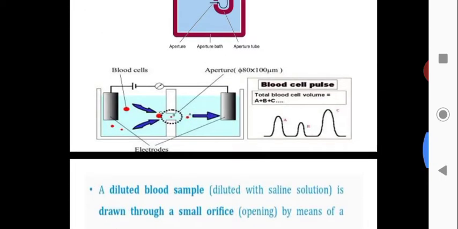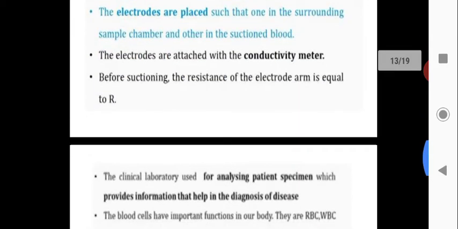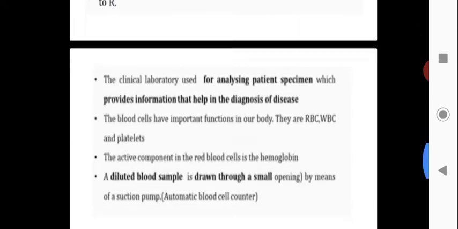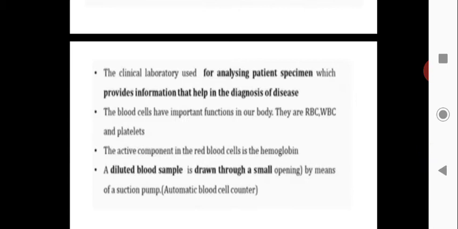So the resistance is kept constant. This is used in the clinical laboratory for analyzing patient specimens, which provides information that helps in the diagnosis of disease. Using this instrument, we can find out the total number of red blood cells in a particular specimen, and from that we can see if a person is sick.